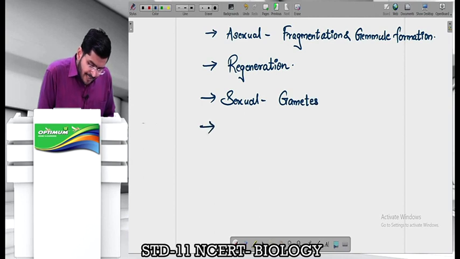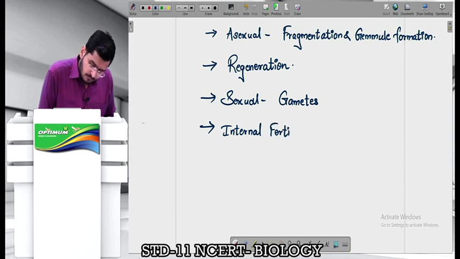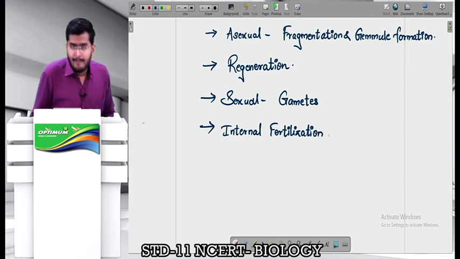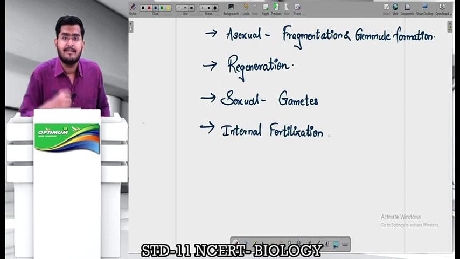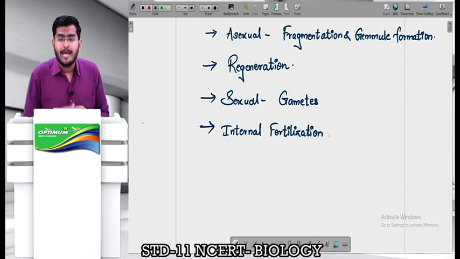Okay, and fertilization in them is internal. So they exhibit internal fertilization. The male is going to produce the male gametes, and they are released into the water, and through the water current these gametes are going to enter the female body, and inside the female these two gametes are going to fuse together. Because fertilization takes place inside the female body, that's the reason we call it internal fertilization.